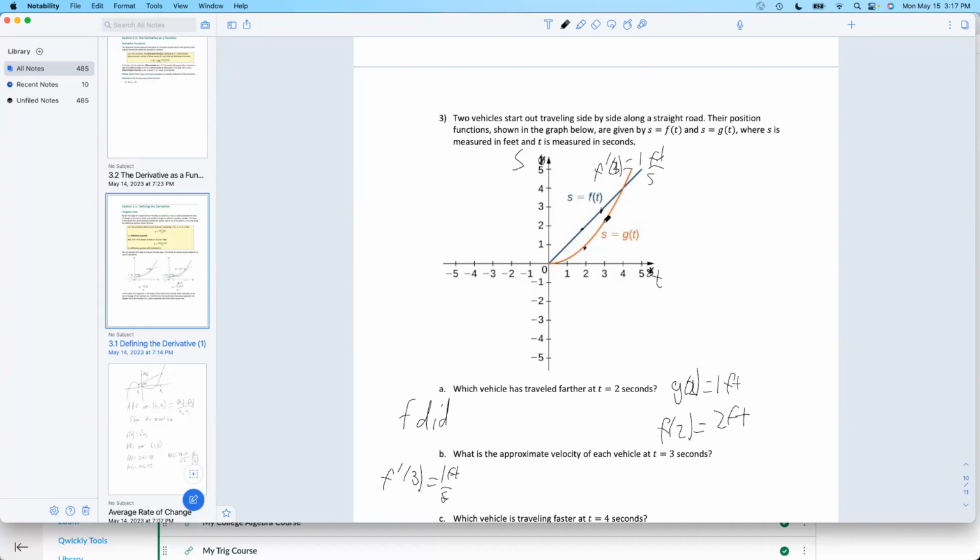What about on g? This one I'm going to have to eyeball a little bit. So I want to kind of draw in a tangent line here. And it looks to me like it maybe passes through that point right there. So I'm looking for the slope of this line right here. Well, that slope, if I go over 1 up 2, I would hit another point. It looks to me that g prime at the value 3 is about 2. So I'll write that again here. g prime at 3 is about 2 feet per second.